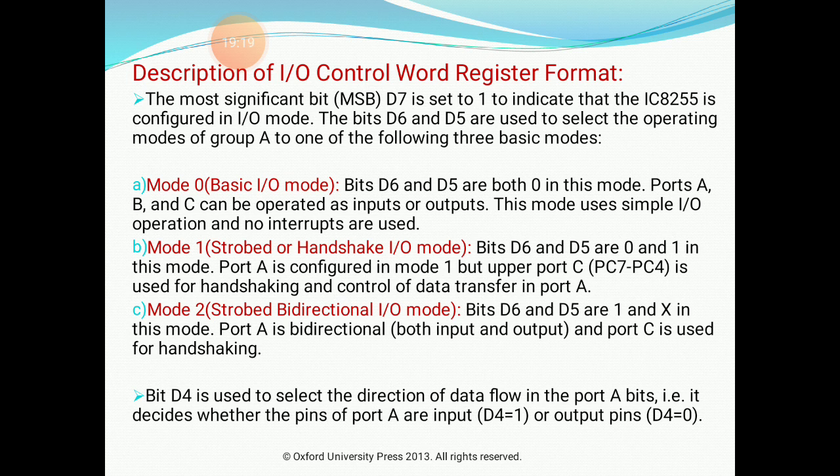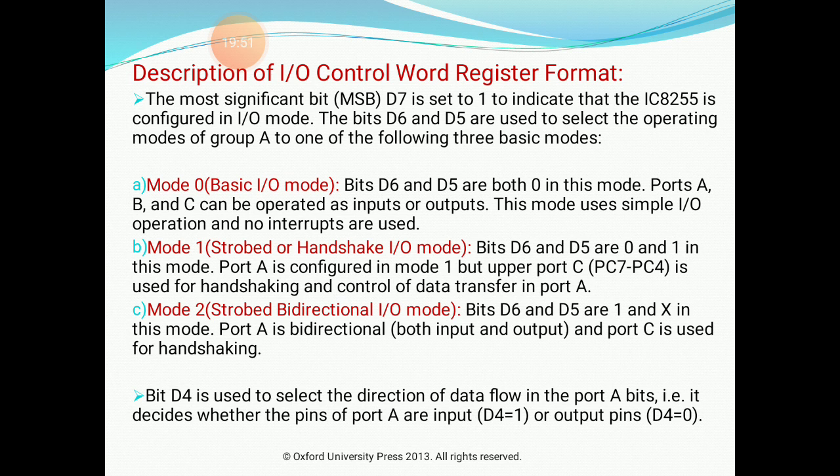Next, mode 1 operation, also called strobed or handshake IO mode. To get mode 1 operation, bits D6 and D5 are 0 and 1. In this mode, port A is configured as mode 1, and port C upper lines PC7 to PC4 carry handshake signals and control signals for data transfer in port A.